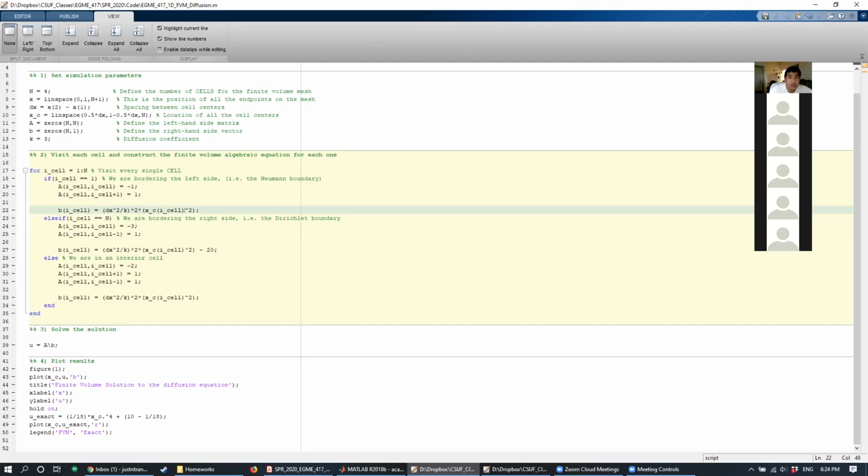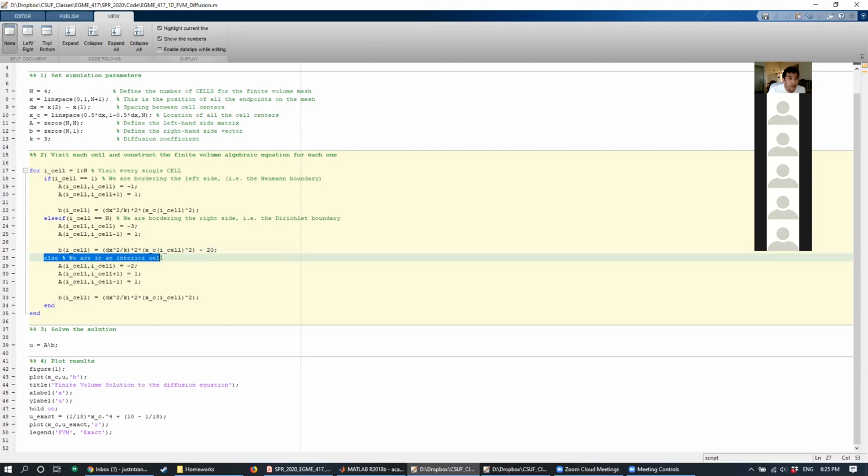Okay, so that's for the left side. Now let's do the right side. On the right side, we have our Dirichlet boundary. Once again, you see I'm setting the coefficients. For the Dirichlet boundary, we know that the coefficient for our diagonal term is going to be -3, and the coefficient for our left neighbor is going to be 1. So that's what I have right here. Then for the right-hand side, we have our source term, which is still the same as up there. To account for the Dirichlet boundary, I've subtracted 20 from this equation.